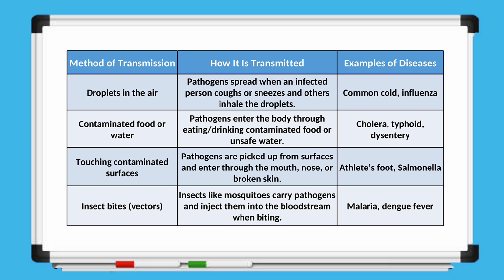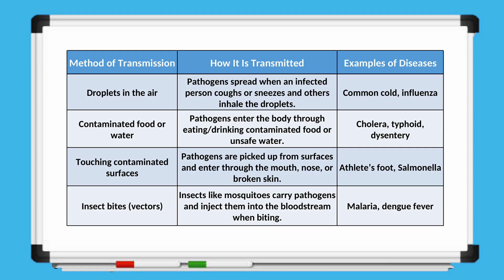First, droplets in the air. Pathogens can spread when an infected person coughs or sneezes, releasing droplets into the air. When another person inhales these droplets, the pathogens enter their body. Common examples of diseases spread this way include the common cold and influenza.